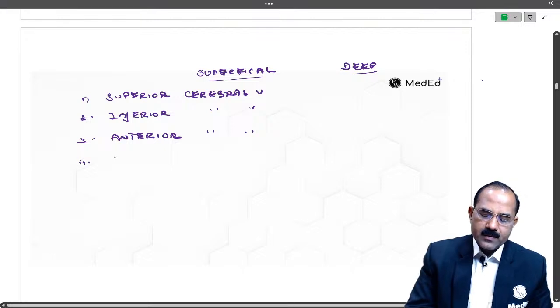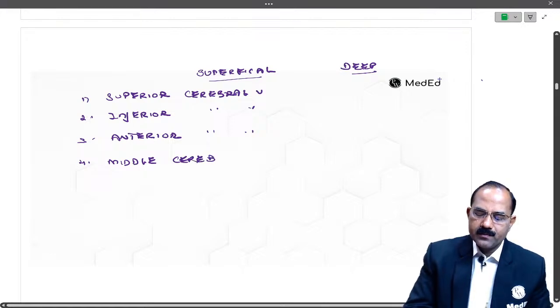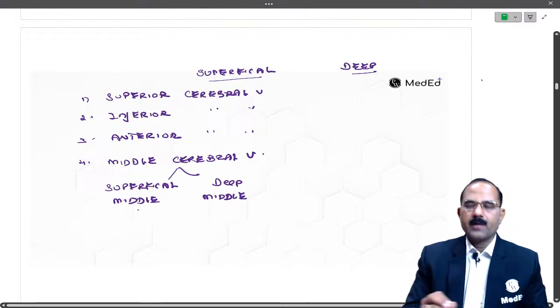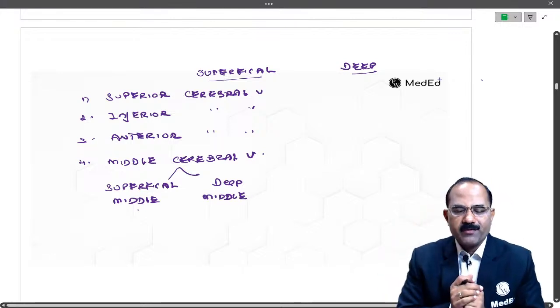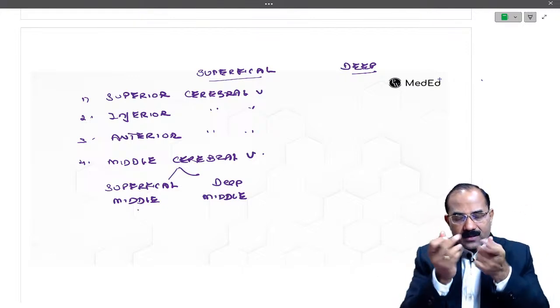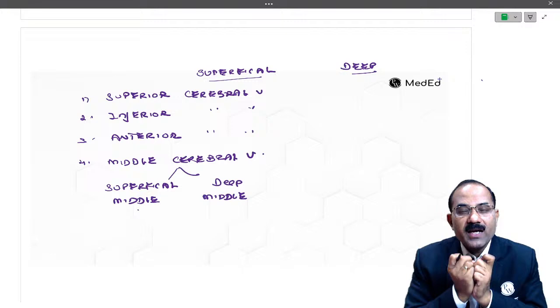And fourth is the middle cerebral vein. See, I'm making it very easy for you. Middle cerebral vein is of two types: superficial middle cerebral vein and deep middle cerebral vein. The superficial middle cerebral vein lies in the lateral sulcus. Medially, it communicates with the cavernous sinus.